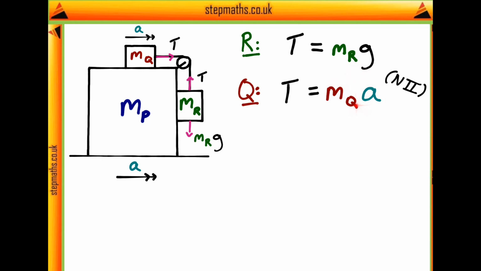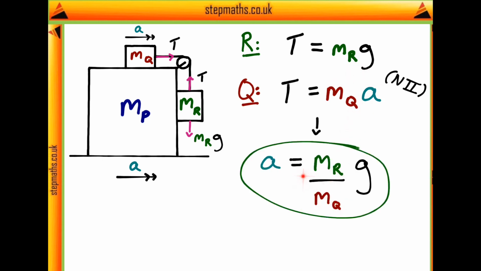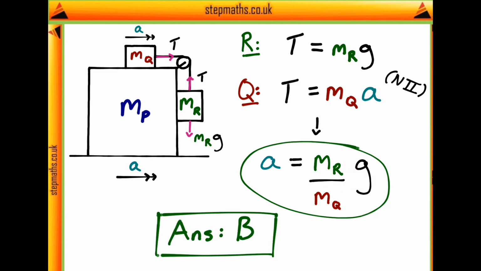If we divide through by mQ, then we get the acceleration of our blocks Q, R and P. They're all going to accelerate with the same rate to the right. This acceleration is going to be equal to the mass of R divided by the mass of Q multiplied by G. So we can see that this answer corresponds to B given in the question.